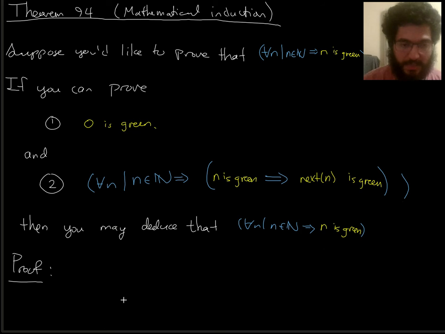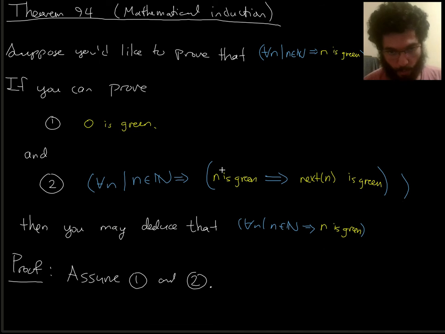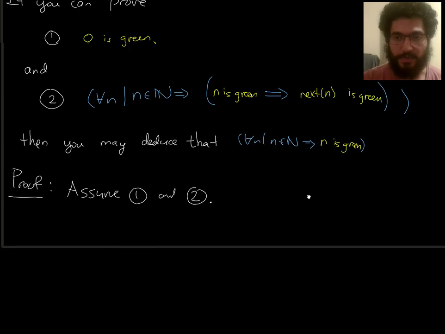So proof. What kind of thing are we proving? We're proving a giant if-then, right? If number 1 and number 2 hold, then this holds. So we get to assume number 1 and number 2. So let's assume 1 and 2. Assume that we're in a situation where it's already been proven that 0 is green, and it's already been proven that whenever a natural number is green, its immediate successor is also green. Then our goal is to prove that all natural numbers are green.